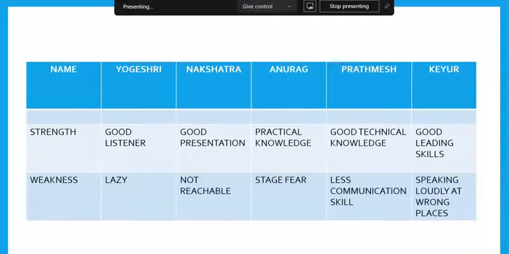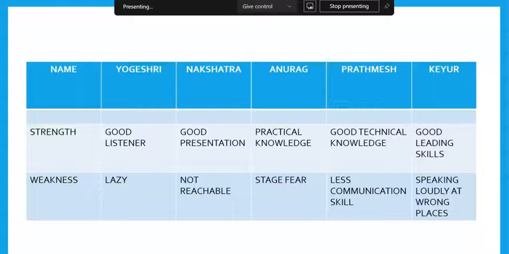Firstly, Yogeshri. She is a good listener, and her weakness is that she is lazy. My strength is good presentation, and my weakness is that I'm not reachable at times. According to Keyur, when I was in Pirodia, he said that I was not reachable.